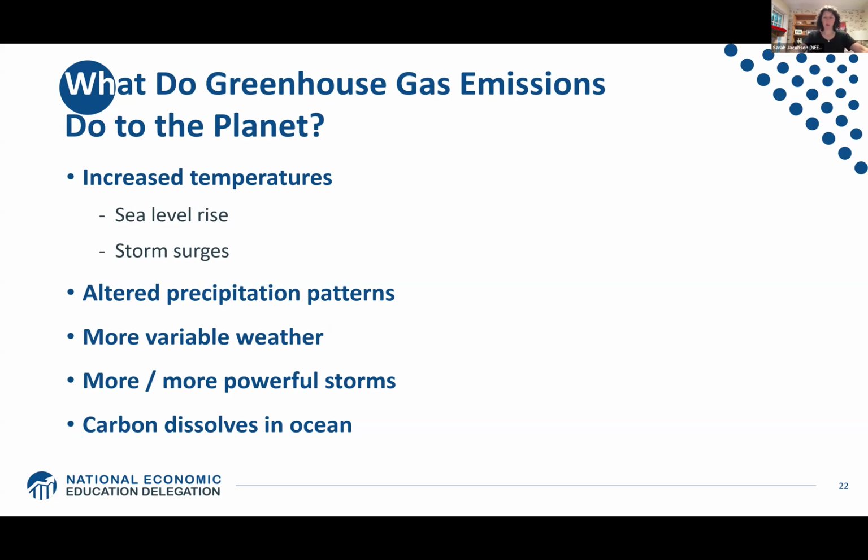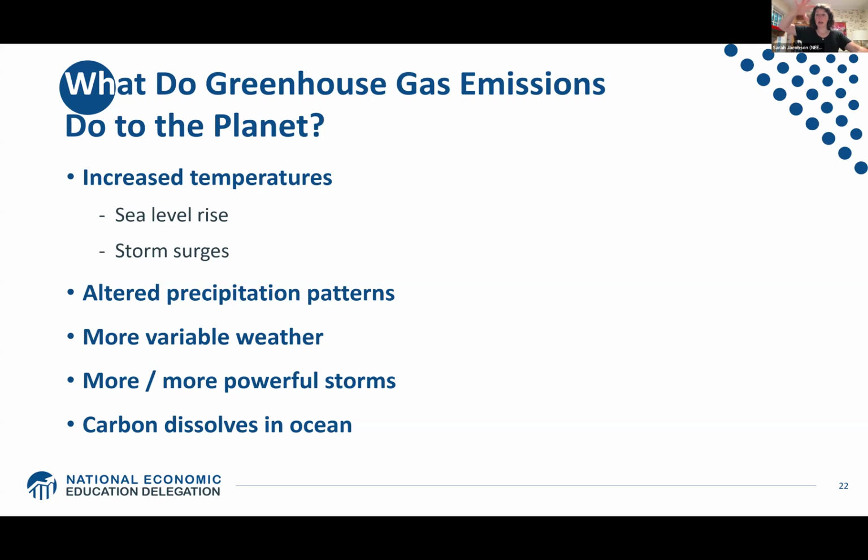So increased temperatures we've already talked about to some extent, but increased temperatures have several important knock-on effects on the physical world that we live in. Sea level rise is one of them. You probably already are thinking about sea level rise due to glacier melt and ice melt, and that certainly is a thing, but also remember that things that are warm expand, and so that's another reason for sea level rise. Increased temperatures and that sea level rise also give rise to more storm surges and more destructive storm surges.